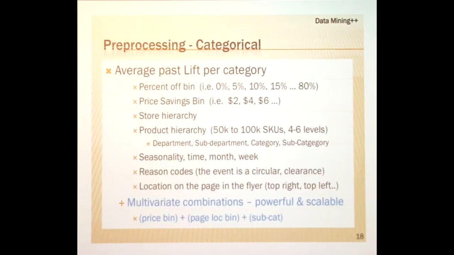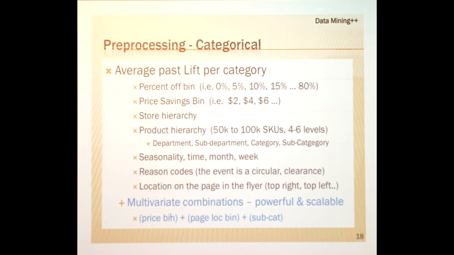And also a lot of multivariate combinations frequently became in the top 10 variables. So looking at, say, the price bin interacting with the page location bin, interacting with the subcategory would be an example of a very powerful variable. For these multivariate combinations, this is something that I've used an awful lot, and it's gotten me quite a ways.